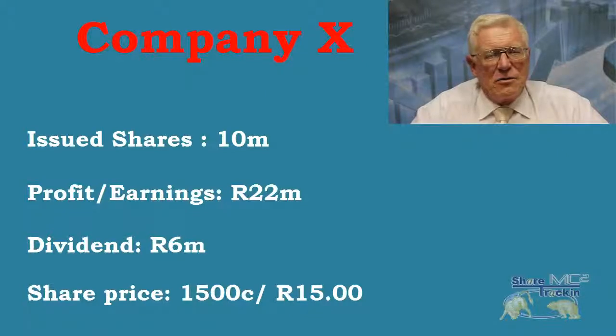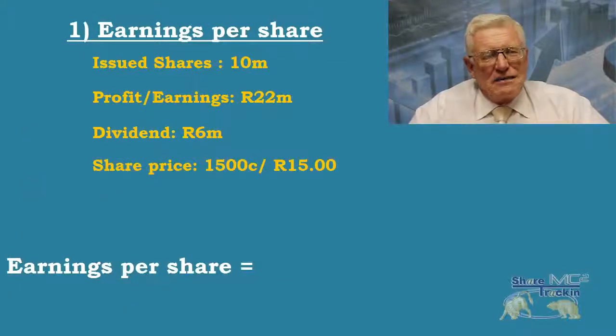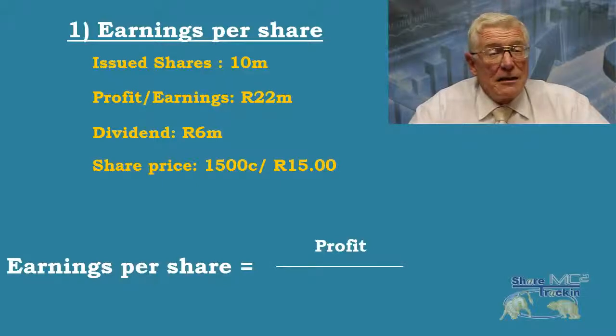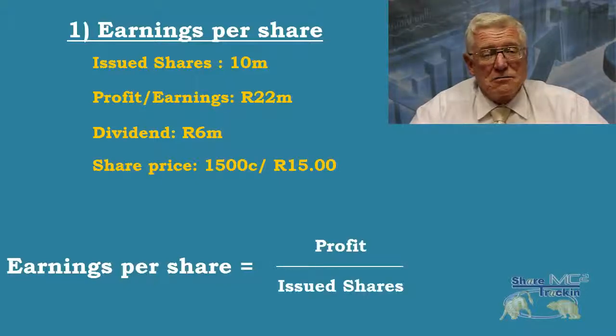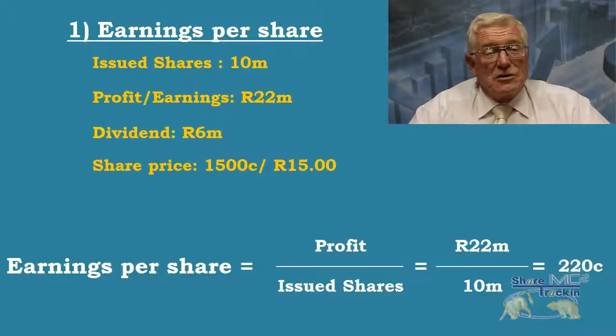Let us begin with the earnings per share. Now, the earnings per share is simply the earnings or profit, and remember that those 2 words mean the same thing in the stock market, divided by the number of shares which the company has in issue. In our example, the company made a profit of 22 million rand, and it has 10 million shares in issue, so therefore the earnings per share is 220 cents or 2.20 rand.